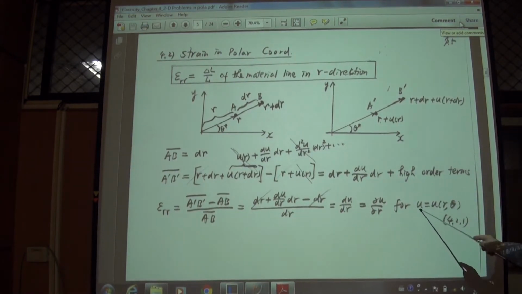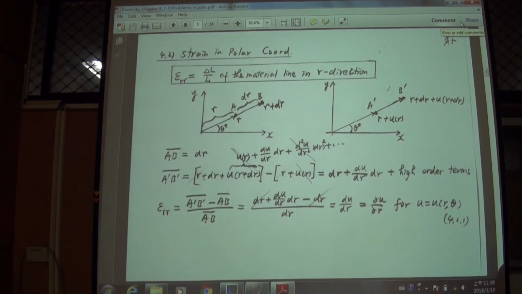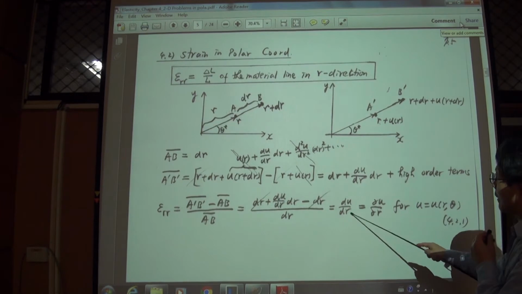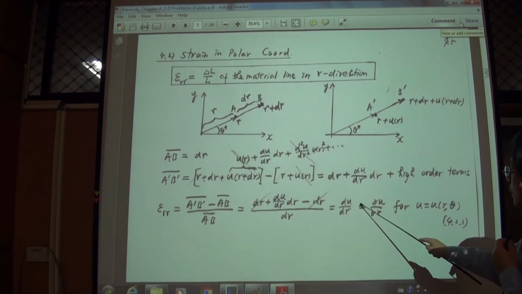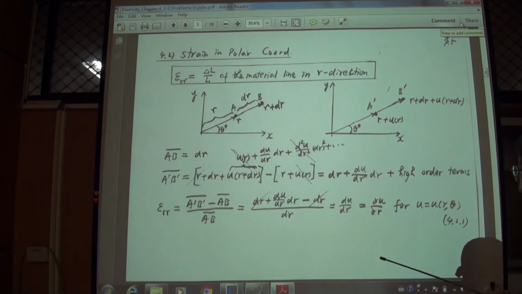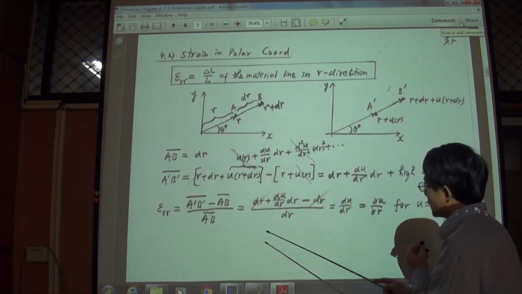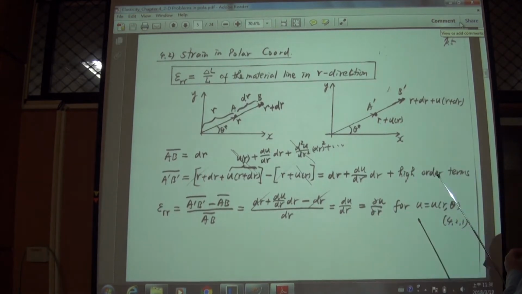So actually, u is a function of r and theta. In this way, the ordinary differentiation should be replaced by partial differentiation. So the exact expression of epsilon rr is epsilon rr equals partial u partial r.